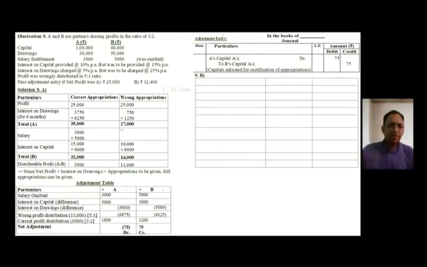Now we will do similar calculations in case B also. We will see whether the profit is sufficient. First of all, whether profit plus interest on drawings is sufficient to cover the appropriations to be given or not. So first of all, we will again make a 3-column table like we did earlier: Particulars, correct appropriations, wrong appropriations.